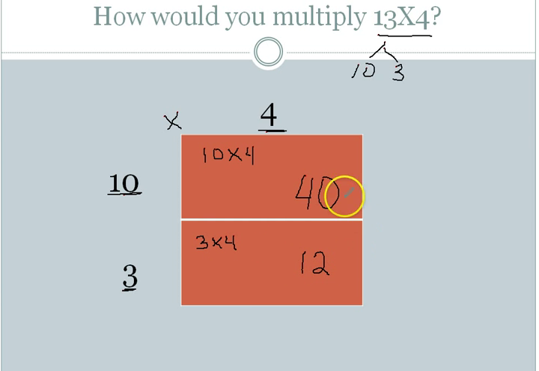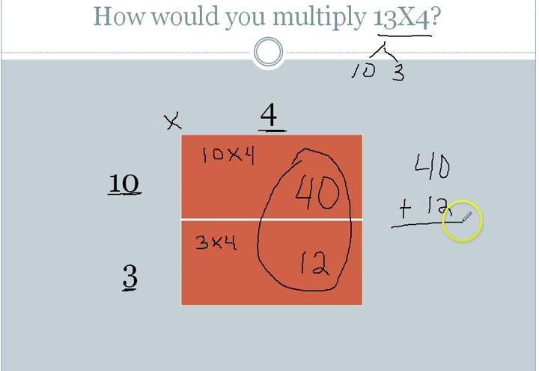Very good. And then I would just take these two numbers, my two answers that I got, and I'm going to just add them up. 40 plus 12. 2 plus 0 is 2. 4 plus 1 would be 5. 52. So what is 13 times 4? My answer is 52. Is that easy or what? Did you realize that you could multiply and it be so simple? If you know your basic multiplication facts, this will not be any trouble at all.